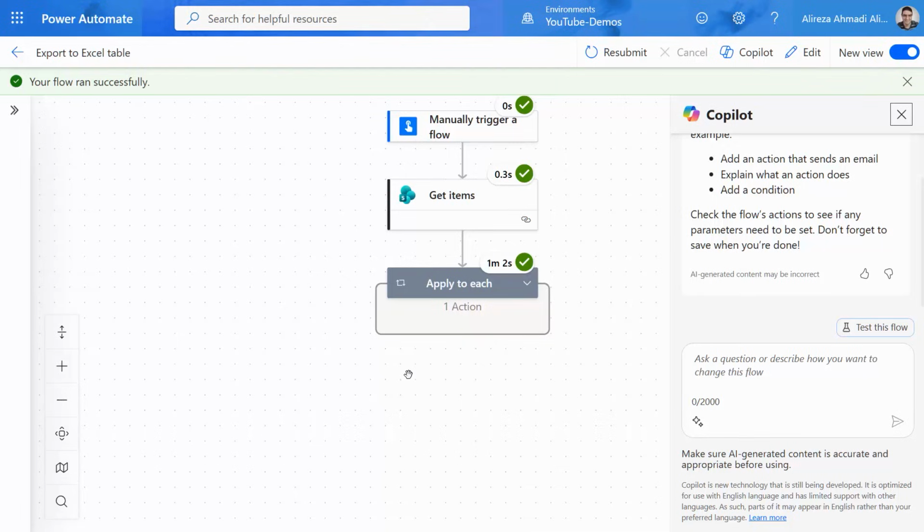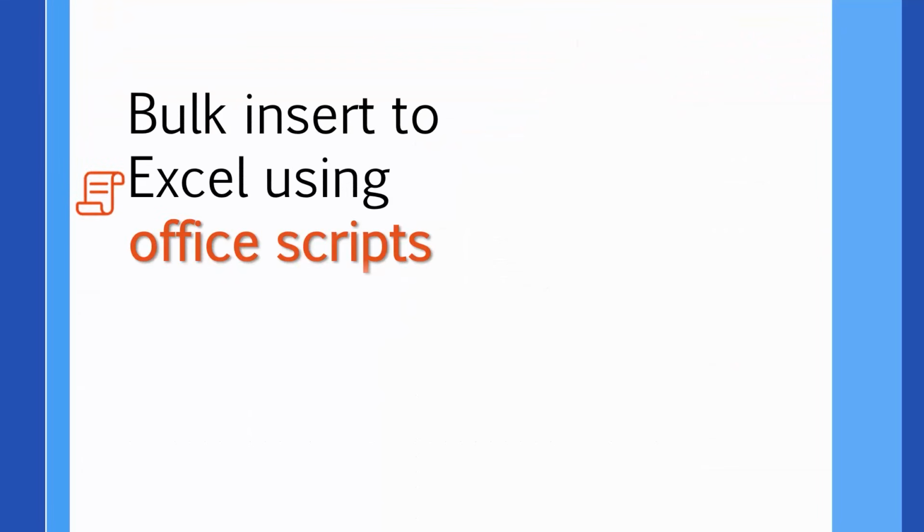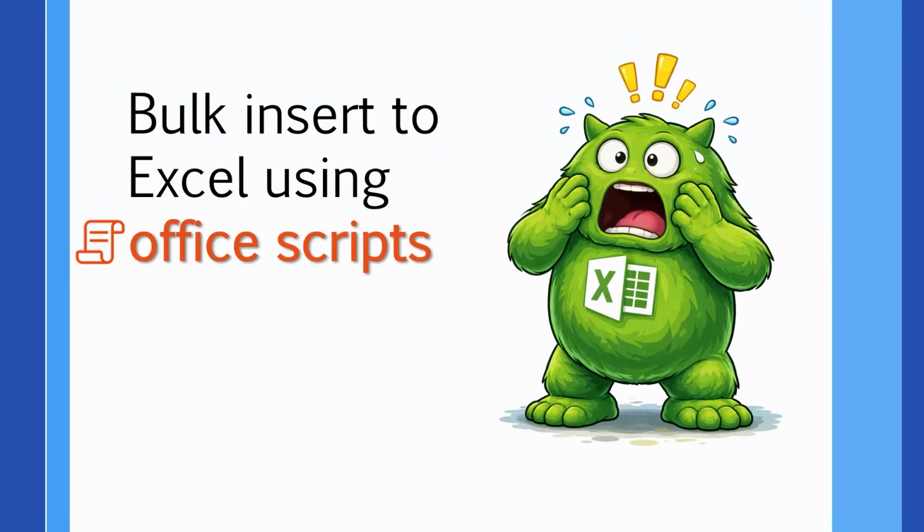But what can we do about it? The answer is bulk insert to Excel using Office Scripts. Office Scripts are pretty much like Excel macros. You can even create them using screen recording. If you're good at coding, you can write the code. If you're not good at coding, it doesn't matter. The AI can do the code part for you, and this is exactly what we are doing here.